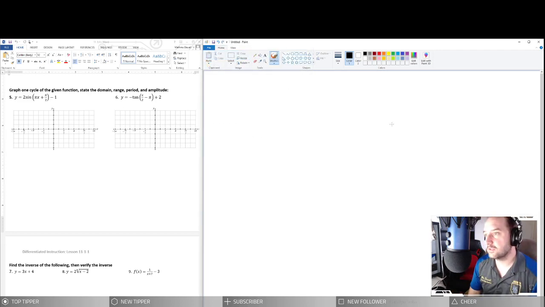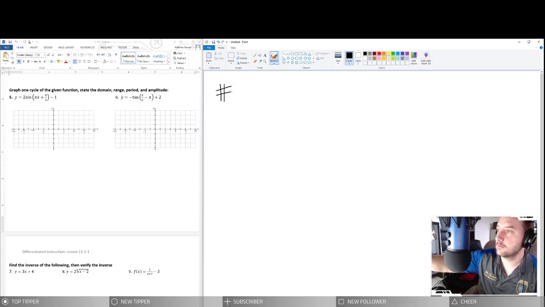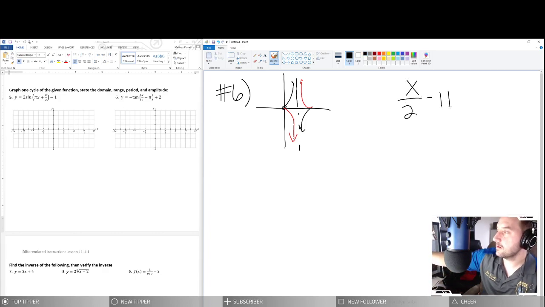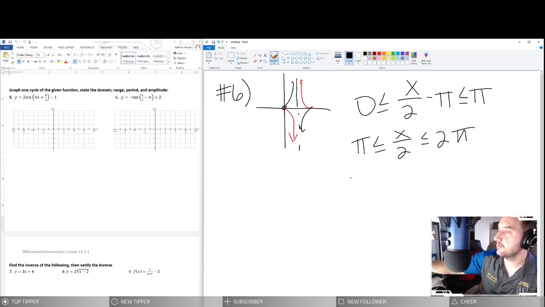Okay, so let's look at number 6. So we have to remember our tangent parent function. Looks something like that. Dot, asymptote, dot. There is a reflection. There's a negative in front, so that's going to cause it to be the red. It's going to flip over the x-axis, so just remember that. We have to take whatever's on the inside here and put that between 0 and pi. So we're going to add pi to everything. And then multiply by 2.